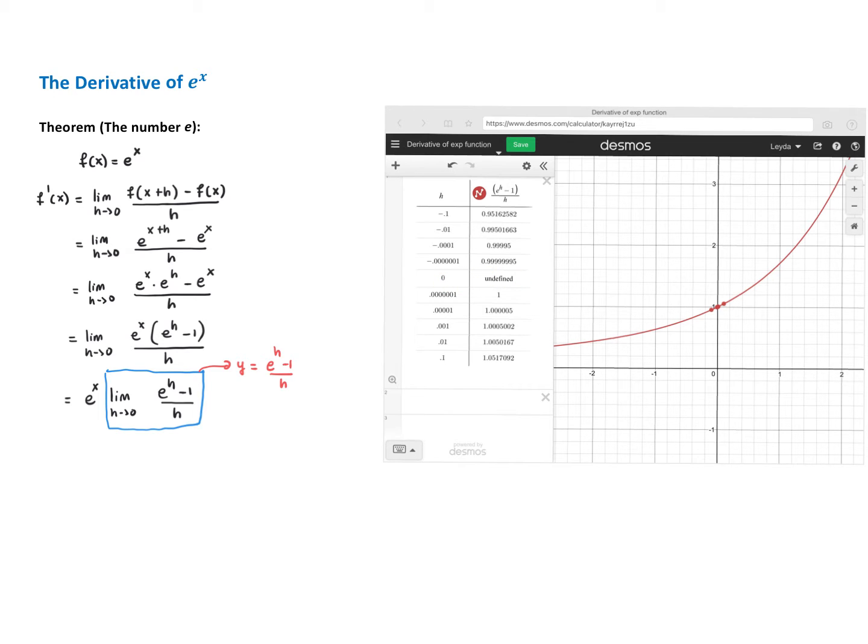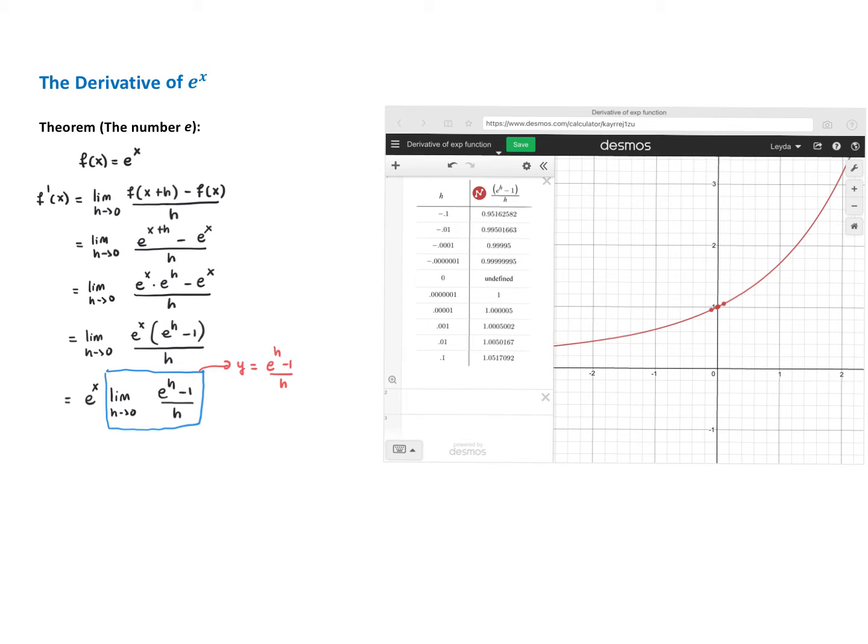At 0, it shows as undefined. I don't care about that. I don't care what happens at 0. Remember, when we are analyzing limits, we don't care about what happens exactly at the value of the variable, in this case 0. We only care about what happens around it. So around it, we know that the y values are approaching 1.